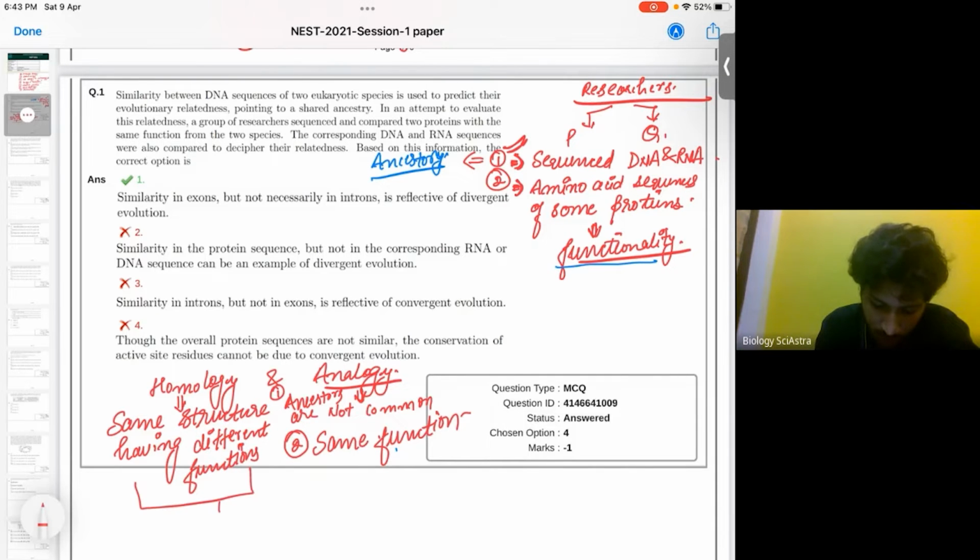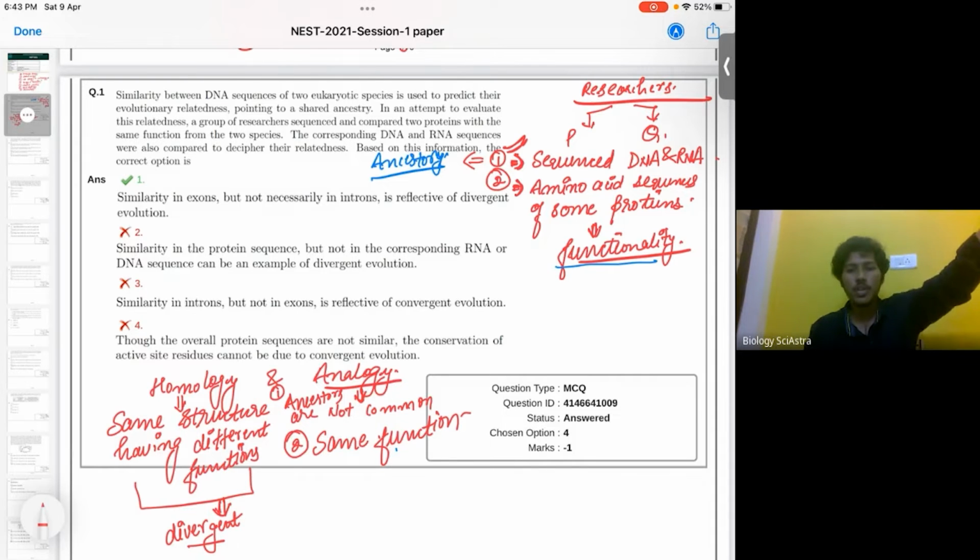Homology is also known as divergent or divergence. Okay? Because homology means what? Same origin but showing different function, which means that it is undergoing divergent evolution. It is evolving, it is actually diverging. So it is an example of divergent evolution.